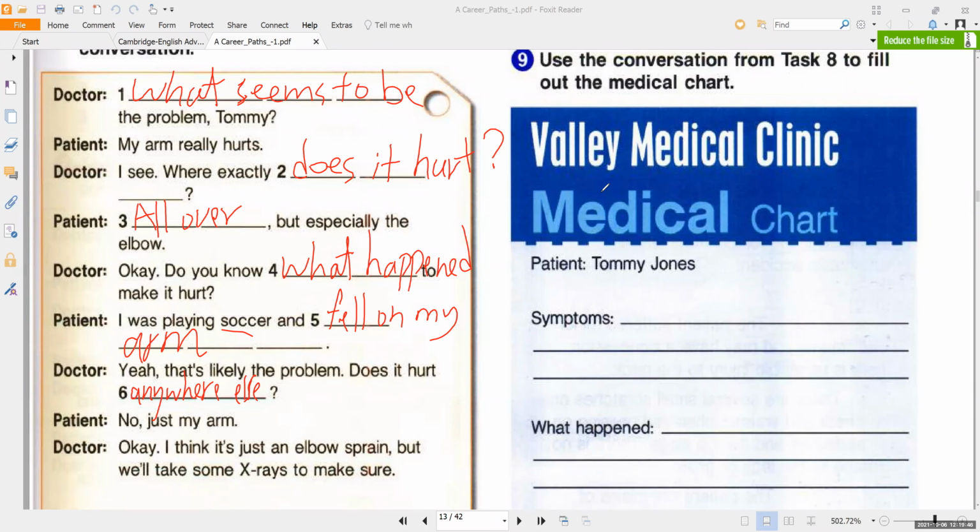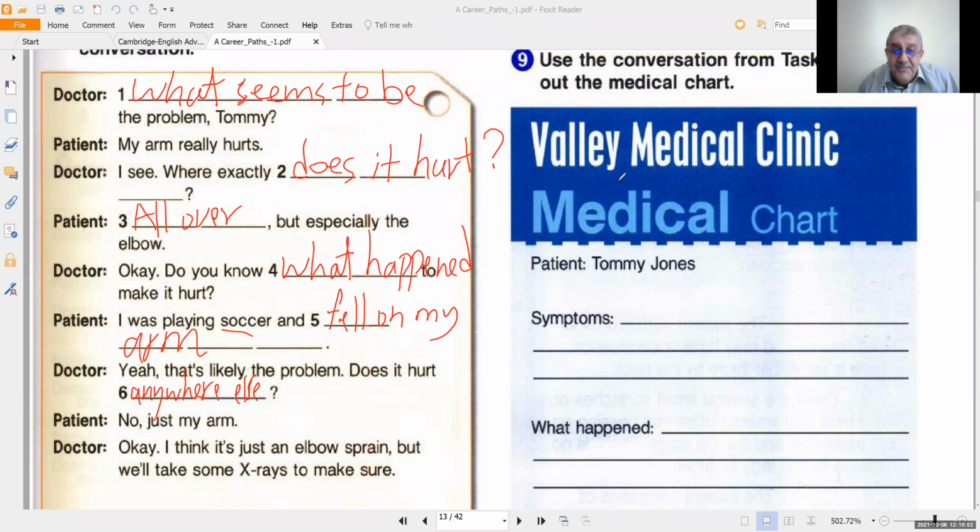Okay, as I said in the last two classes, the best thing to improve your language is listening and reading. So this book provides a very good opportunity for you guys to develop your language about medical issues.